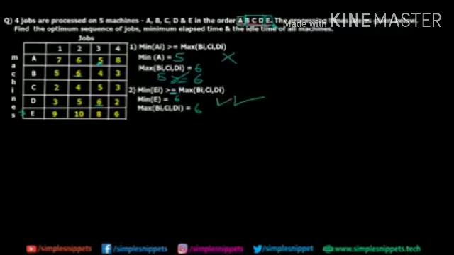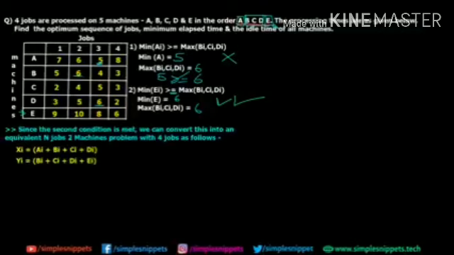So since this condition is true, we can now convert this N jobs M machines problem to an N jobs 2 machine problem. The way we convert it is by adding the units. So let me show you how you add it. Since the second condition is met, we can convert this into an equivalent N jobs 2 machines problem with 4 jobs as follows. We have 2 imaginary machines Xi and Yi because we have to convert M machines into 2 machines, right? So we add up A to D, the first 4, for the first machine, and we add up the second to last for the second machine. Okay, so this is how you add things up.